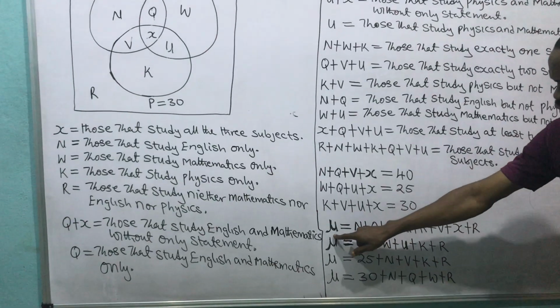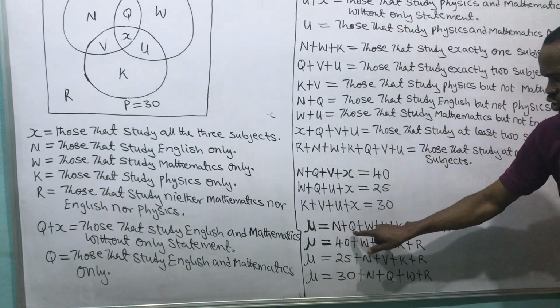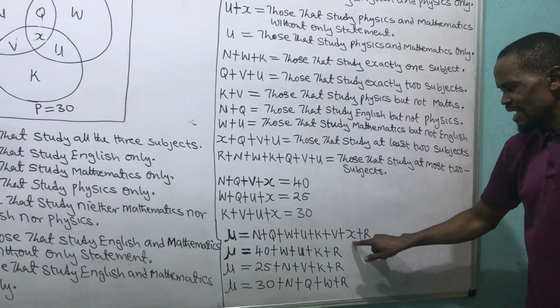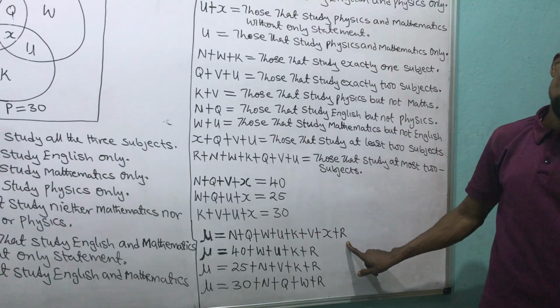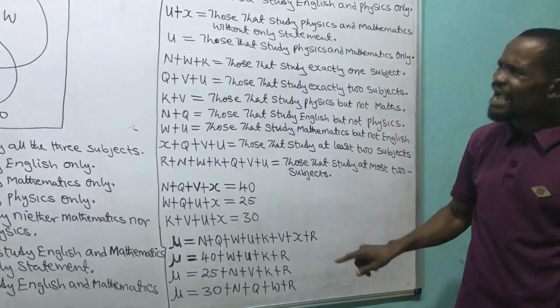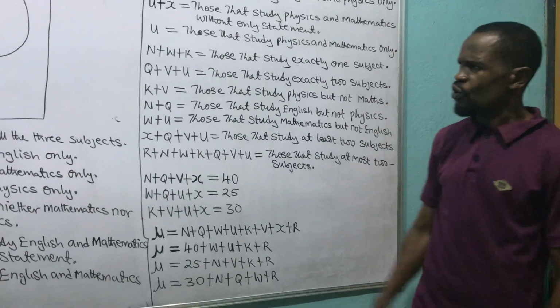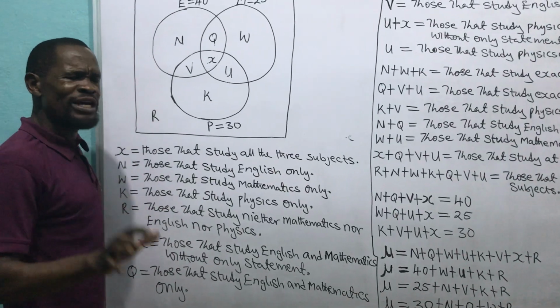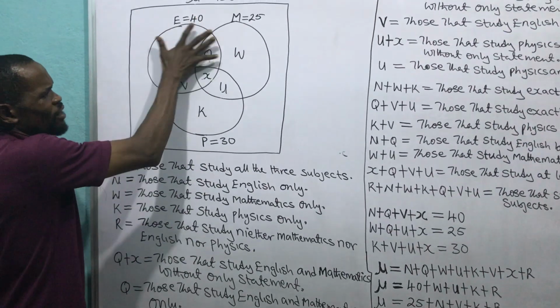I said mu is equal to N plus Q plus W plus U plus K plus V plus X plus R. That's the total students in the school. Another way I can get the total students in the school, watch here, come over here. Another way I can get the total students in the school, taking this circle, look at this circle.